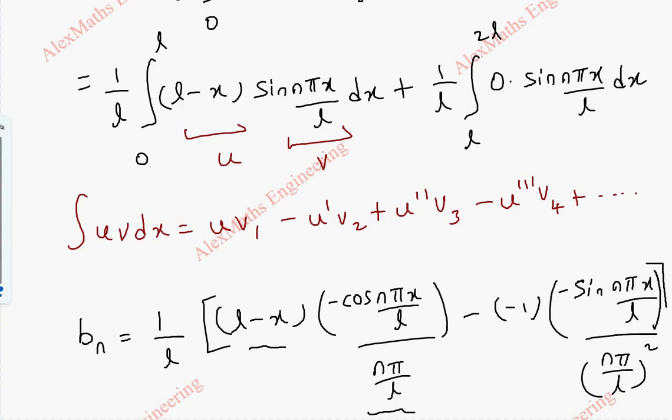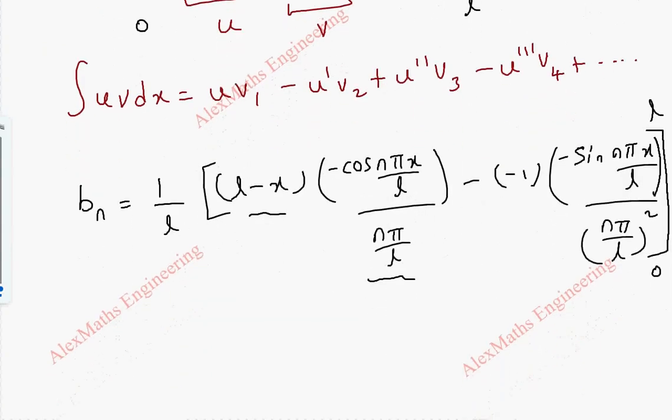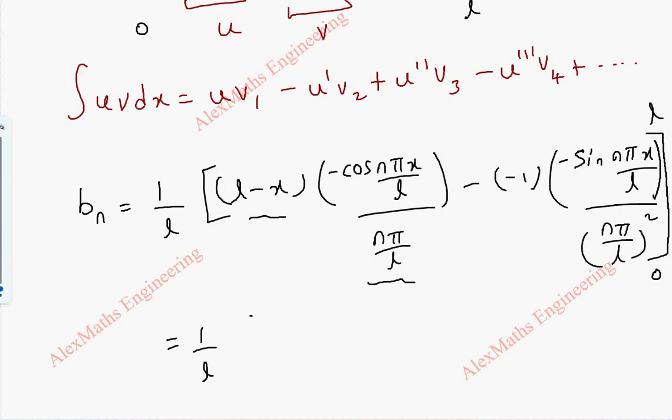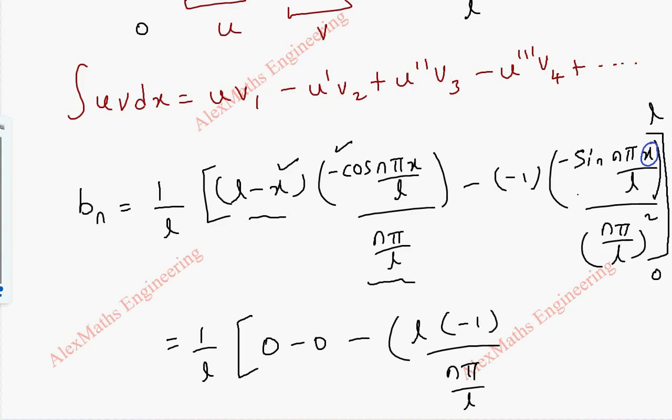Then finally we take the limit from 0 to L. When I use L, first term is L minus L, so it is 0. Second term, after putting L here, we get sin n pi, which is 0. So totally the upper limit value is 0. When I come to the lower limit, I have to put 0. When I put 0 here, we are left with only L, and cos of 0 is 1, but there is a minus sign here. Along with it, we have n pi by L, and the second term will be 0 because sin 0 is 0. So close the bracket.